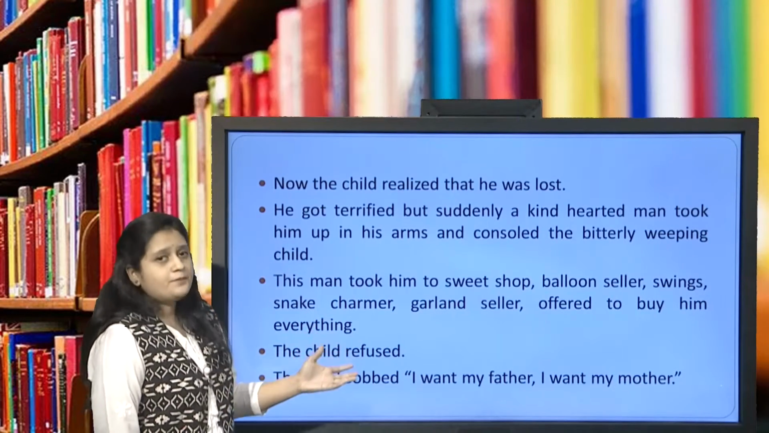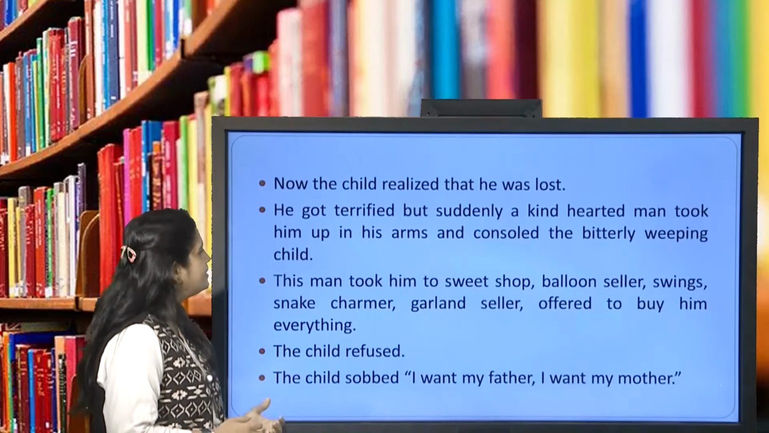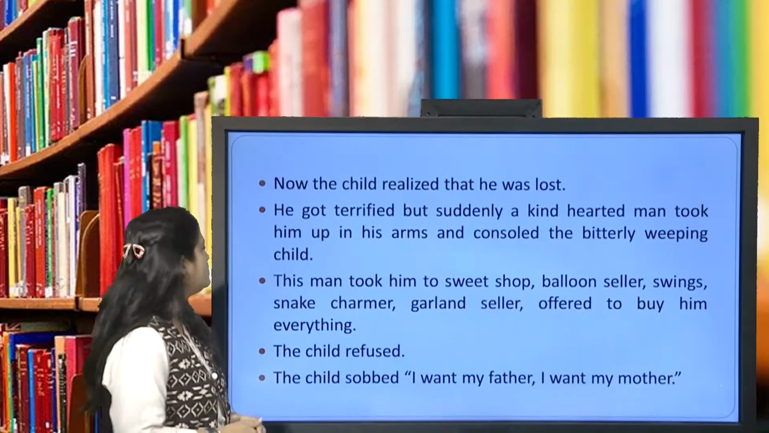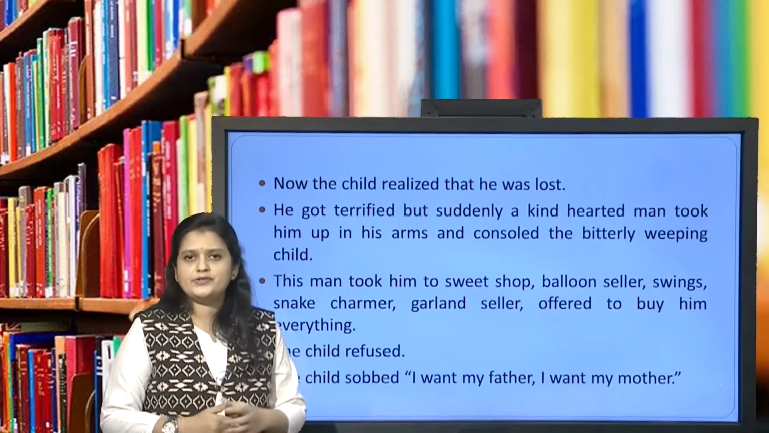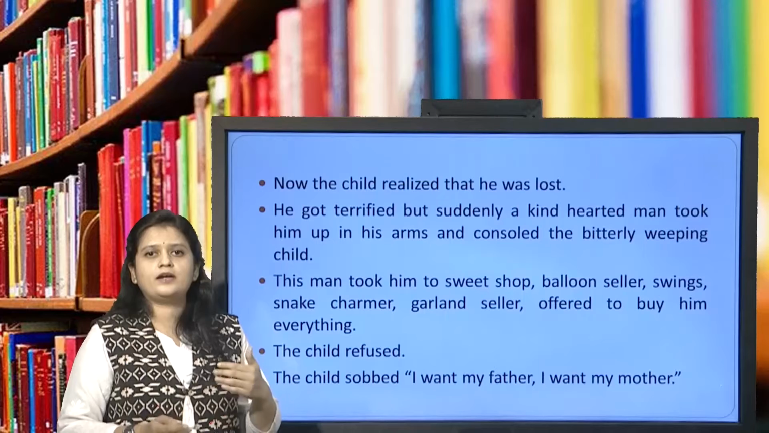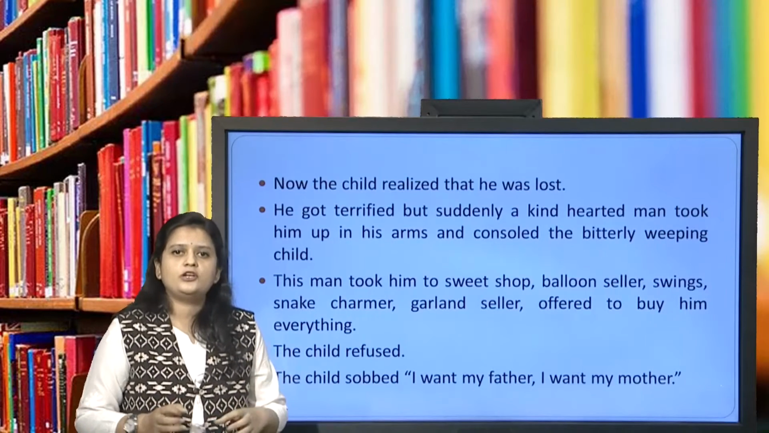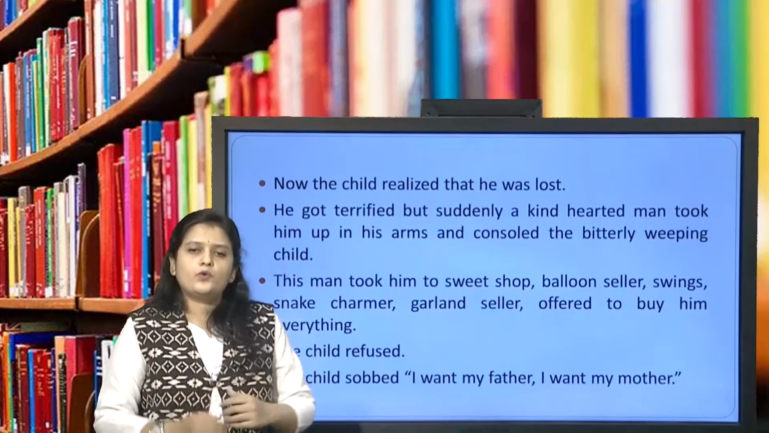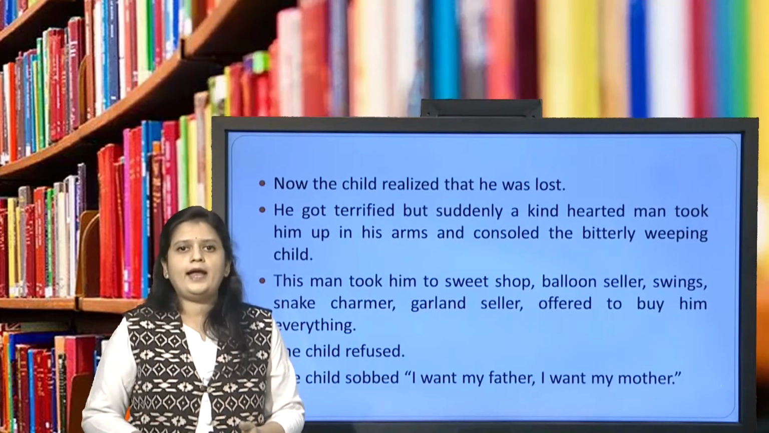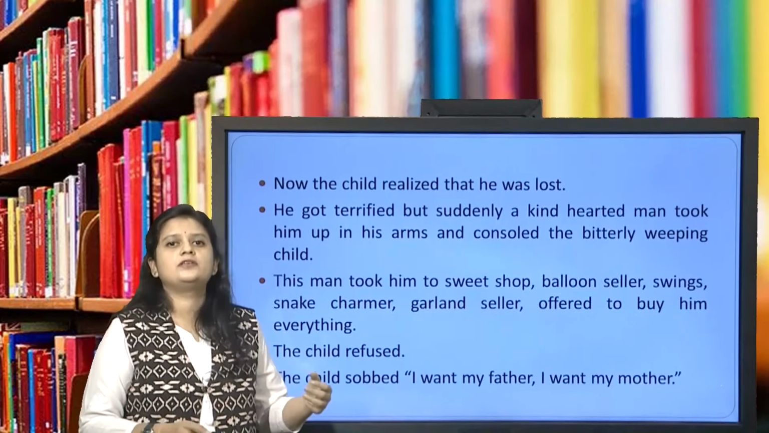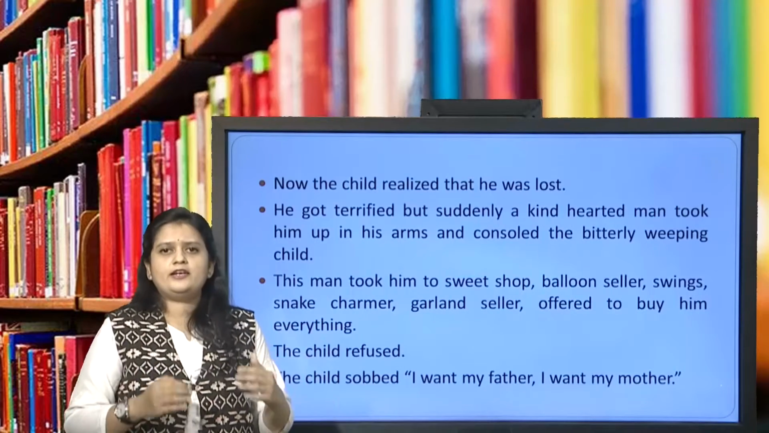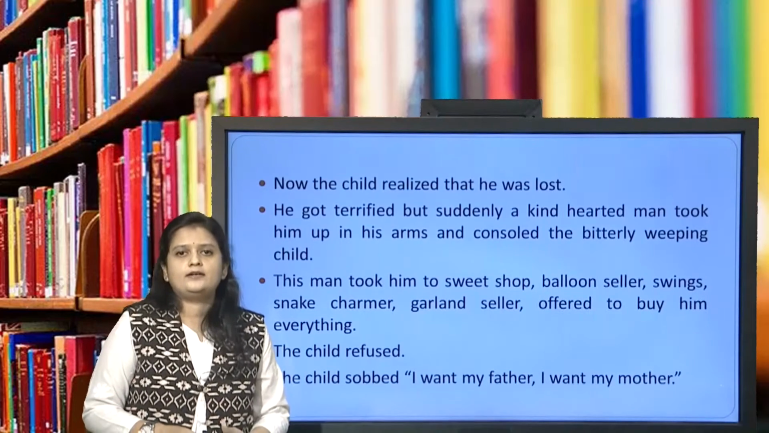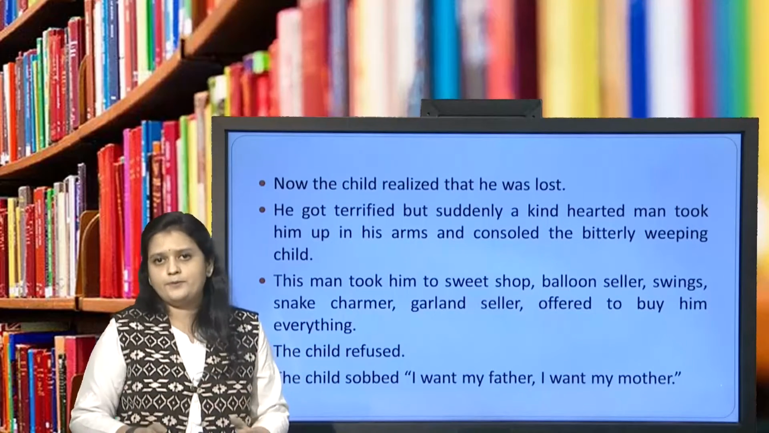He got terrified, but suddenly a kind-hearted man took him up in his arms and consoled the bitterly weeping child. Now, there is also a description of a temple where the crowd is all jostling each other. The child goes through the trampling feet of the crowd, and he is jostled here and there because there are tall men, there are tall people. From a child's point of view, there are people around him and he is unable to find his parents.